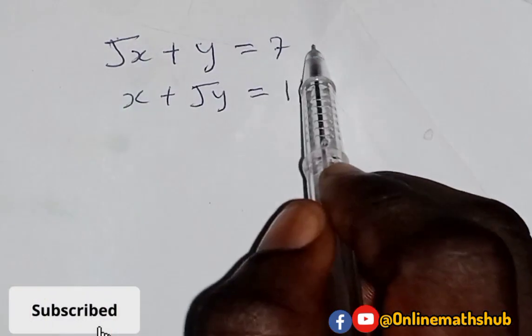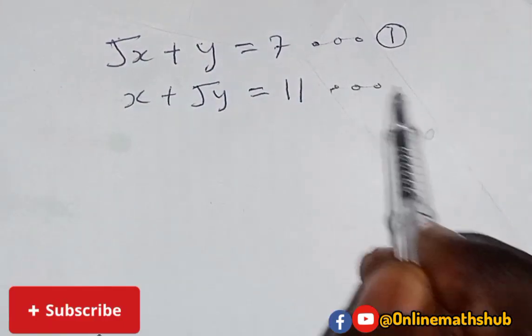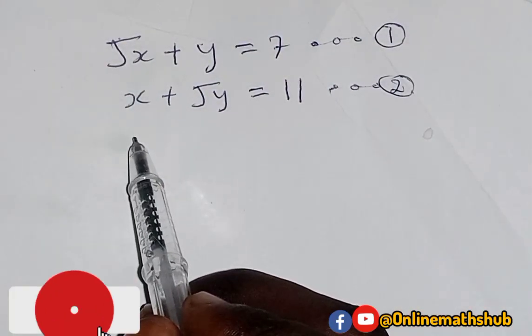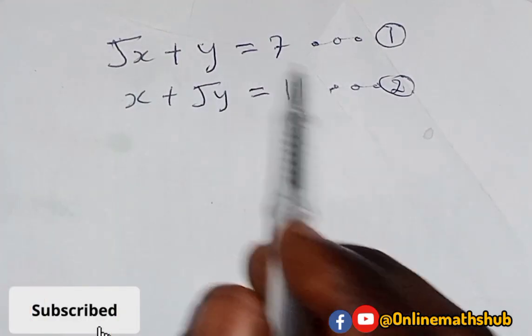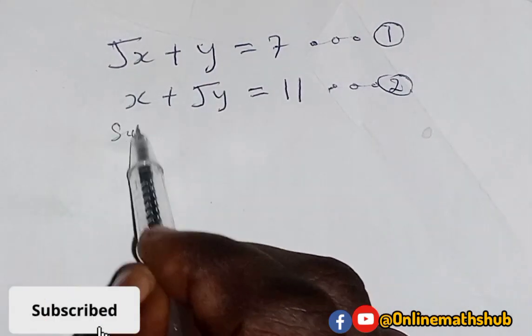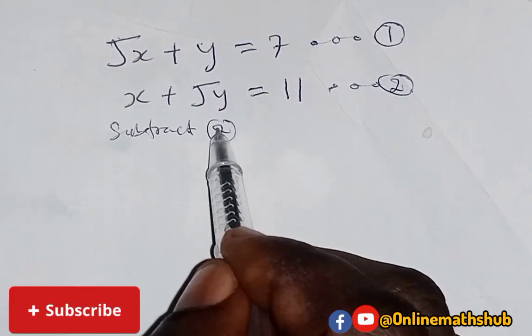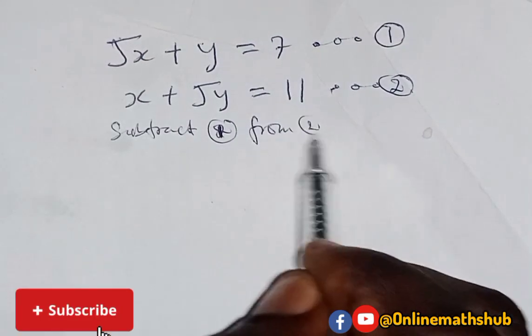Okay, so let me just call this my question number one. Let me name it, and then this one question number two. So what I'm going to do now is subtract question number one from question number two. So we say subtract 1 from 2.